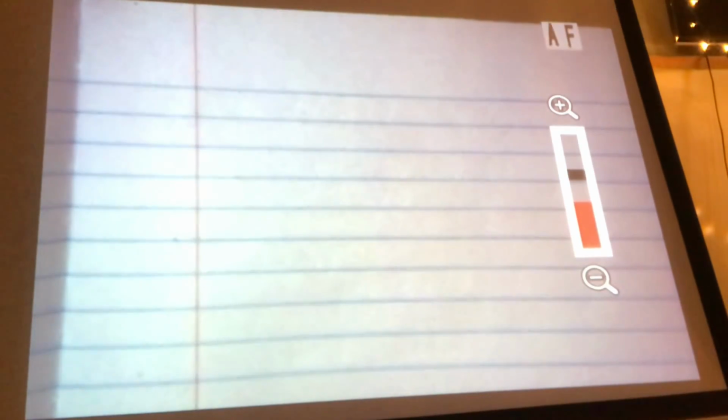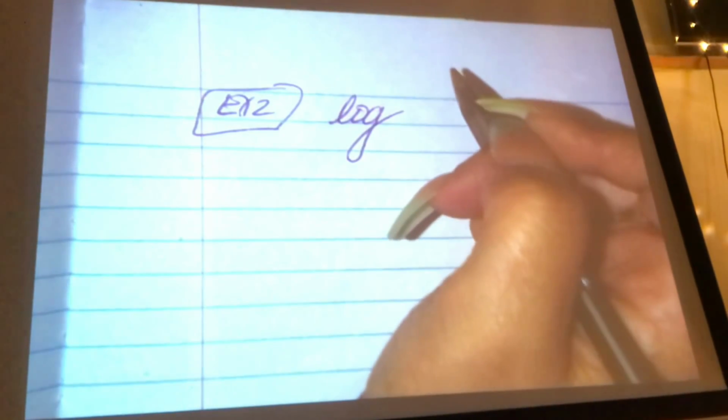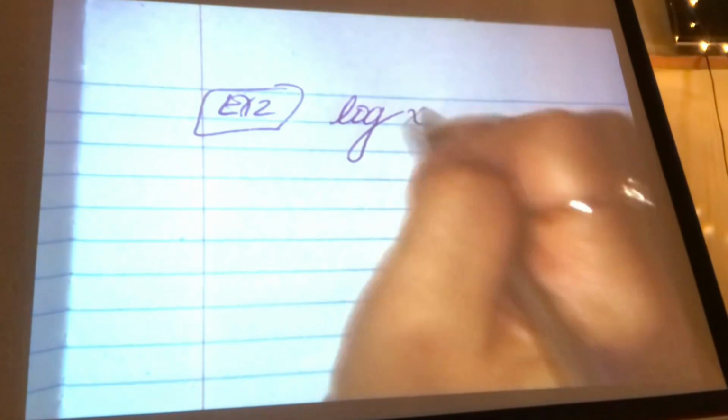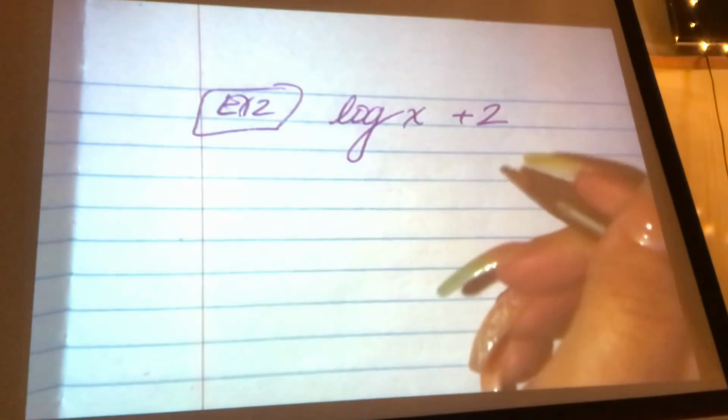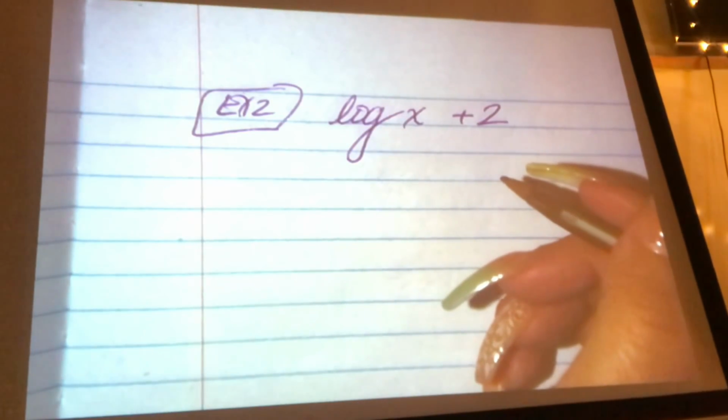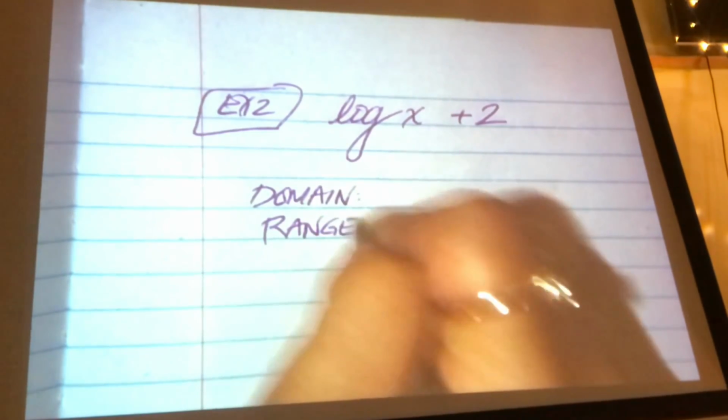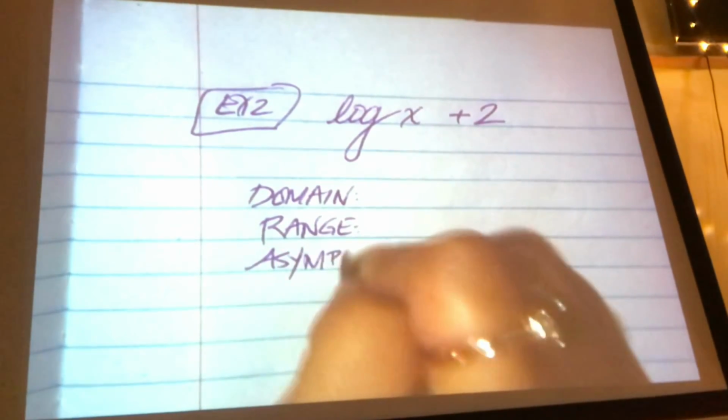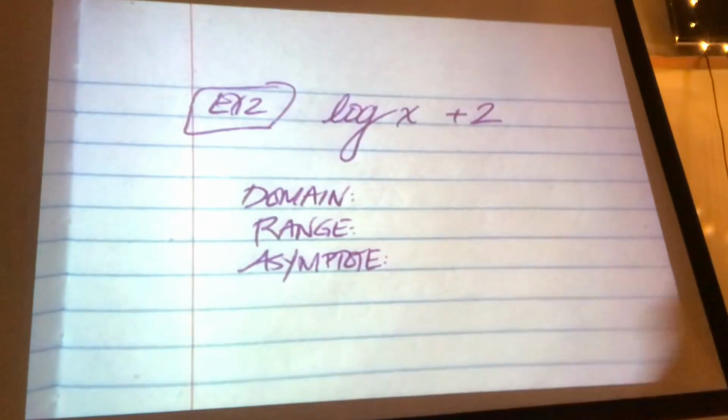All right, based on what you know from example 1, now we should be able to do examples 2, 3, 4 with no problems. So if I give you example 2, let's say this time I give you log base x, now plus 2. Now I want to ask you, what's the domain? What is the range? And then name any asymptotes if there are any. Go ahead and graph it for me.